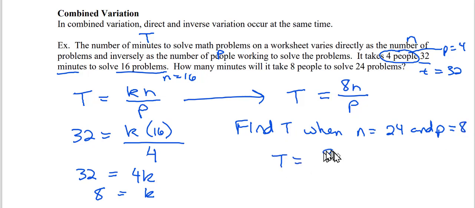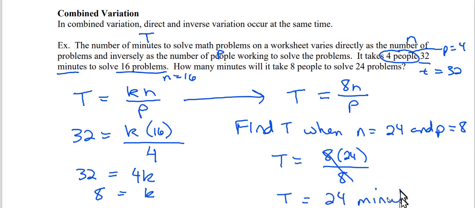So let's plug that in. N is 24. P is 8. Well, the nice thing about that is those simplify because they're equal. And you get T is 24 minutes. The key here is keeping track of those variables, right? Give them a name and make sure it's clear to you how you named them.